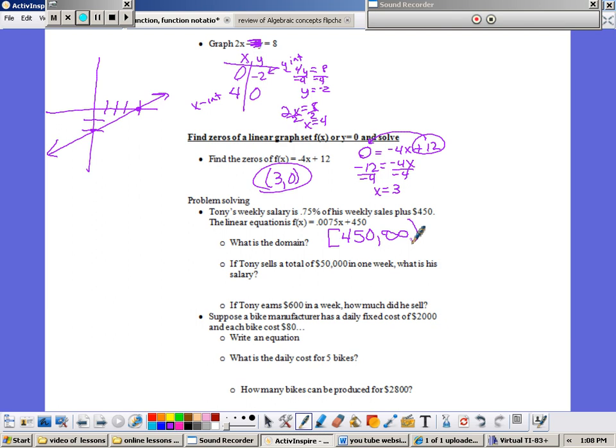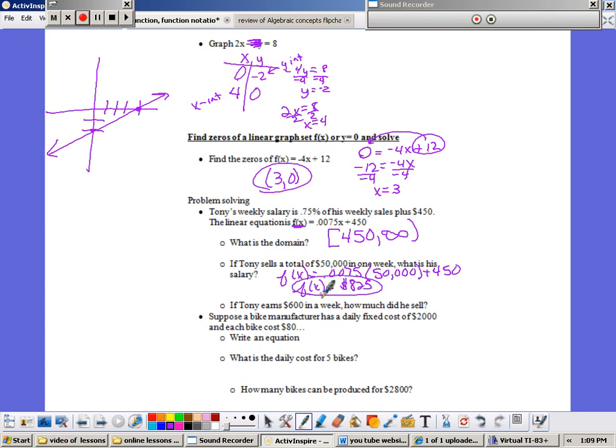If Tony sells $50,000 in 1 week, what is his salary? So his salary is f of x. So I'm putting f of x equals 0.0075 times 50,000 plus 450 to find out how much his salary would be. So 0.0075 times 50,000 plus 450. His salary would be $825.